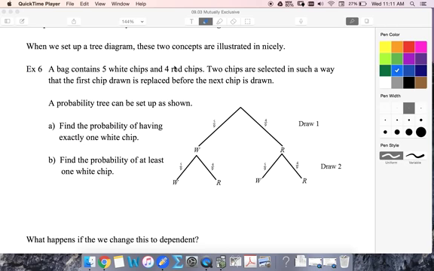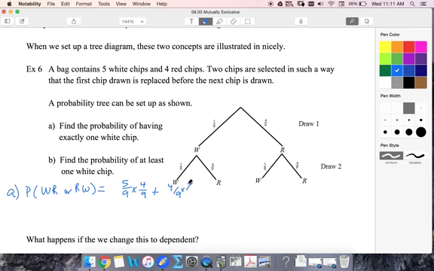So here we've got 5 white, 4 red, selected in such a way that it's replaced. So it's independent because the probability is the same each time. Here's how we know: it looks exactly the same. So the probability of having exactly 1 white, that's the probability of white red or red white. So white red, 5/9 times 4/9, plus 4/9 times 5/9. So that's 20 plus 20 is 40 out of 49.